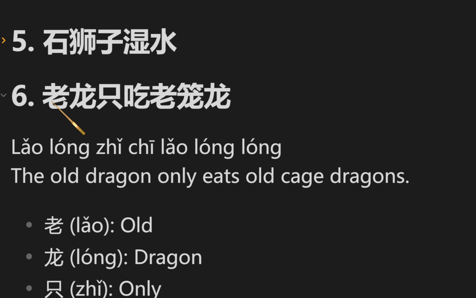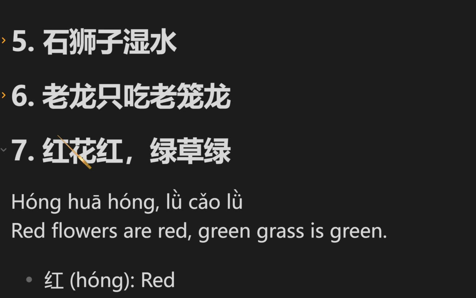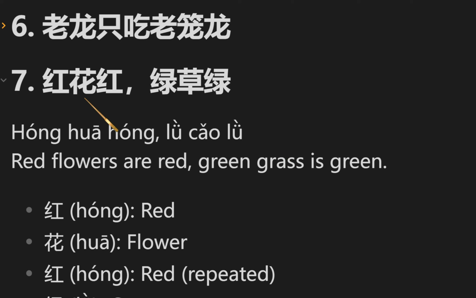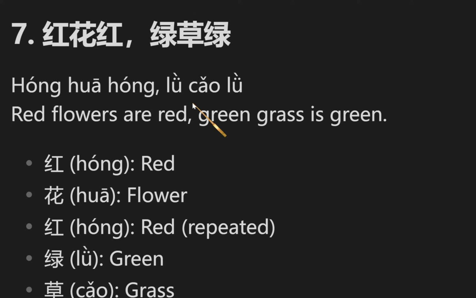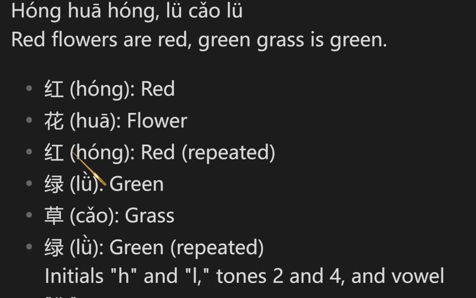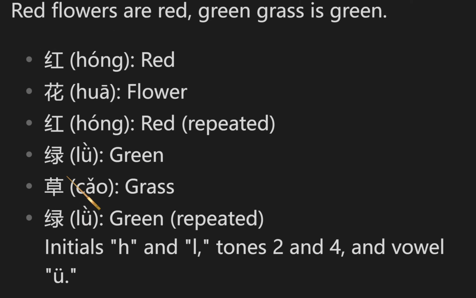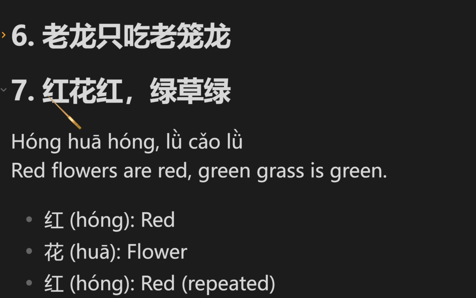And we have one tongue twister for today. Last time we learned 老龙只吃老龙龙. Today we learn this one. Red flowers are red, green grass is green. 红花红，绿草绿。红 is red, 花 flower, 绿 is green, 草 is grass, and 绿 is green again. 红花红 red flowers are red. 绿草绿 green grass is green.